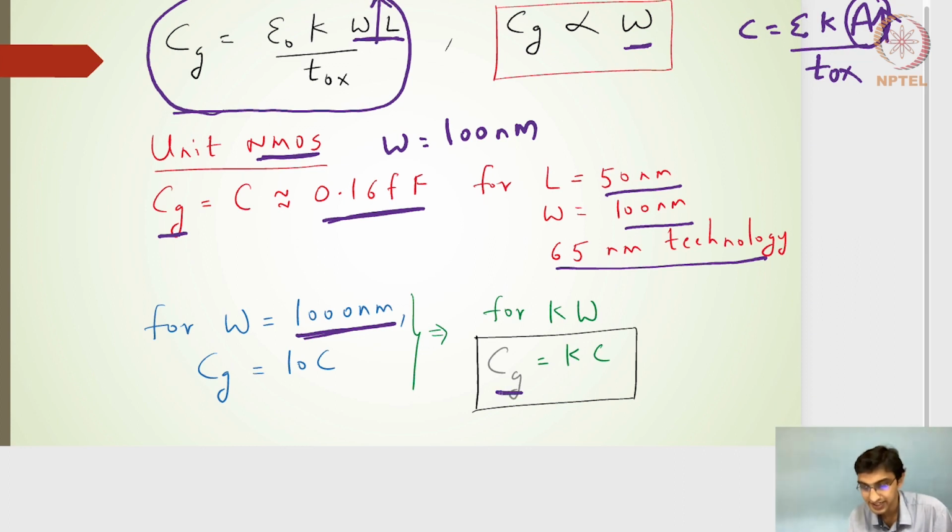So the CG, I can write it in terms of KW. If the width increases, it scales by K times, where W is the width of the unit NMOS, that means 100 nanometers. If it scales by K times, the gate capacitance also scales by K times. So CG is also 10C if W is scaled by 10 times.